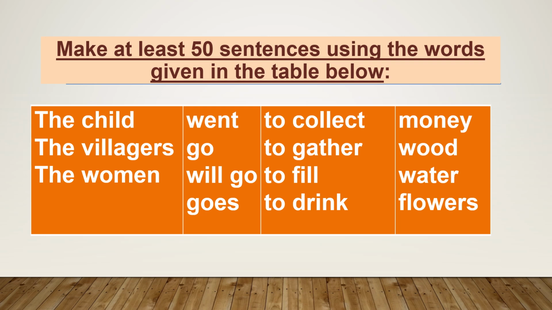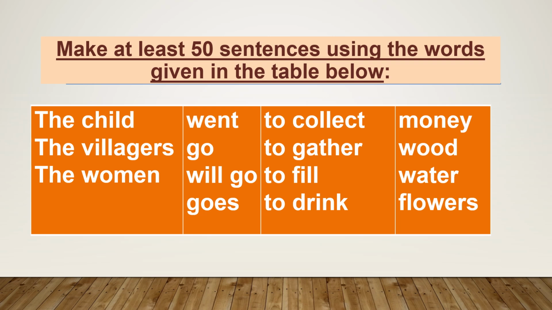Now look at the first column. The first column has 3 choices. One is the child, the next is the villagers, and the third is the women. In the second column, we have went as one choice, go as one choice, will go as the third choice, and goes as the fourth choice.